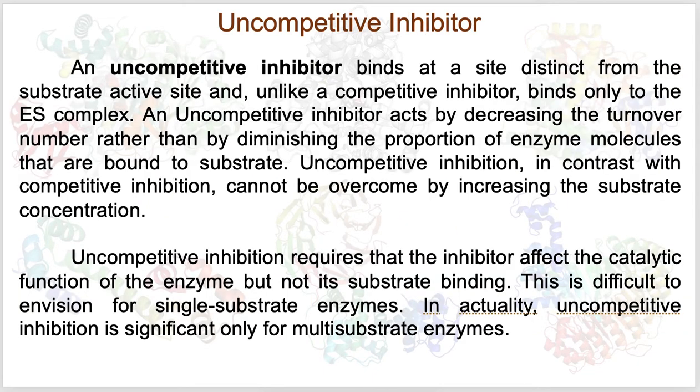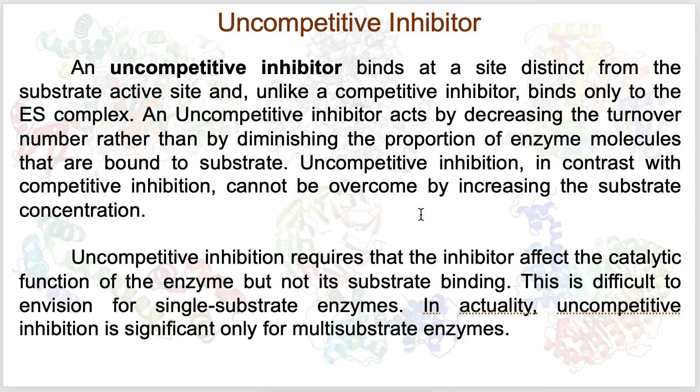Now the uncompetitive inhibitor. It is named so because an uncompetitive inhibitor binds at a site which is distinct from the substrate binding site, and unlike a competitive inhibitor, binds only to the ES complex. So uncompetitive inhibitors don't bind with the free enzyme, rather they bind only with the enzyme-substrate complex. An uncompetitive inhibitor acts by decreasing the turnover number rather than by diminishing the proportion of enzyme molecules that are bound to substrate.